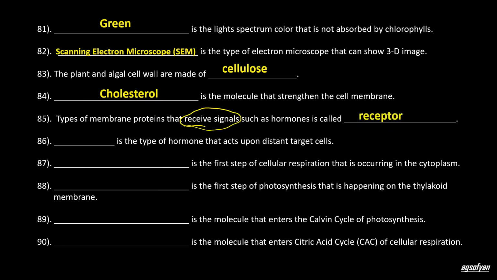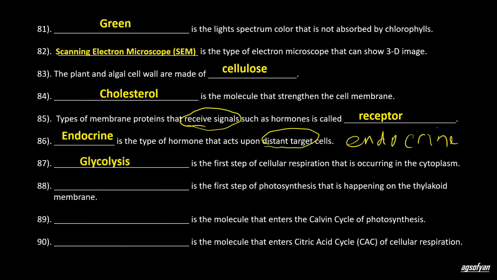Blank is the type of hormone that acts upon distant target cell. So if it is distant target cell, it's called the endocrine. Blank is the first step of cellular respiration that is occurring in the cytoplasm. Right? Cellular respiration starts with glycolysis. It is happening in the cytoplasm.